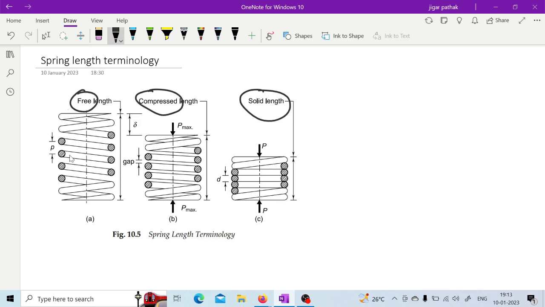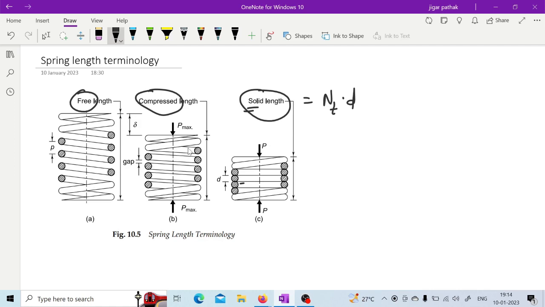So if we go one by one, first if we discuss the solid length, then as you can see in the given figure, when force is applied in such a manner that each coil is in contact with another coil, right. So solid length is basically given by nt into d, where nt is nothing but the total number of coil turns, and d is, as you know, the coil diameter. So solid length is given by nt into d.